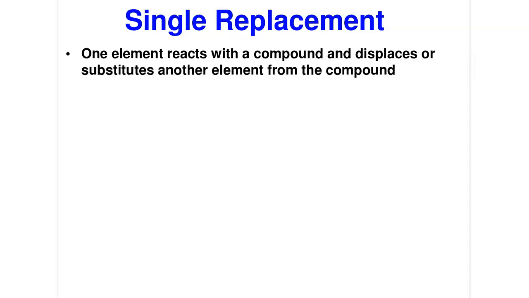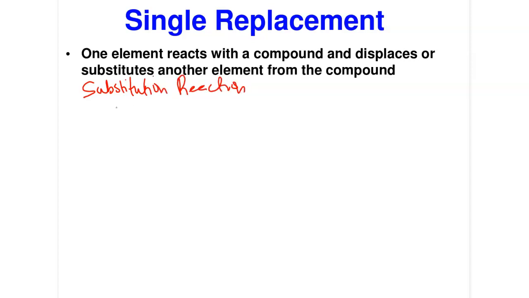Single replacement reaction. A single replacement reaction is a type of reaction in which one element comes and kicks out another element in a compound. Now, it is not a fair competition. I always tell students, that's why we give it a single replacement or a substitution reaction. Remember, it's also called a substitution reaction. It comes and takes away another one.